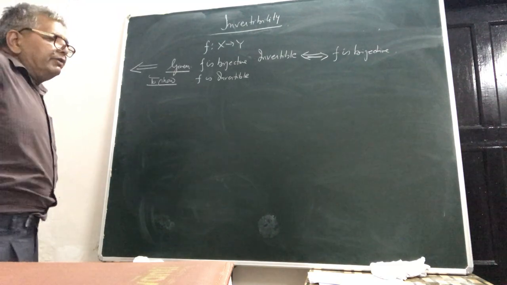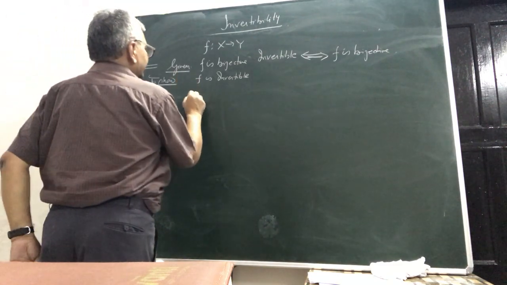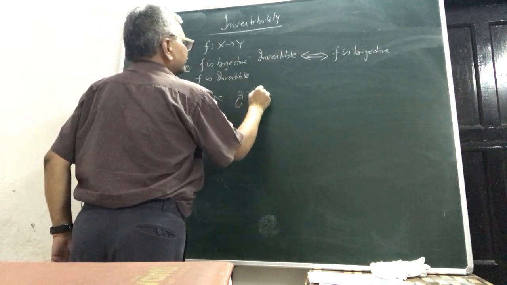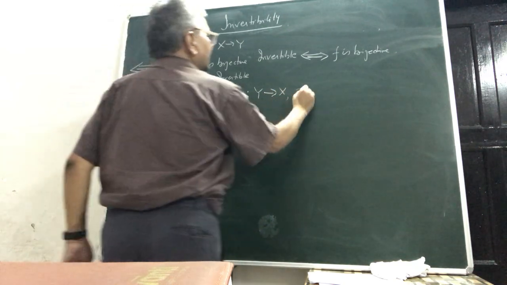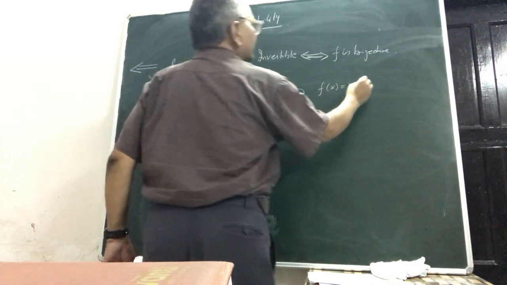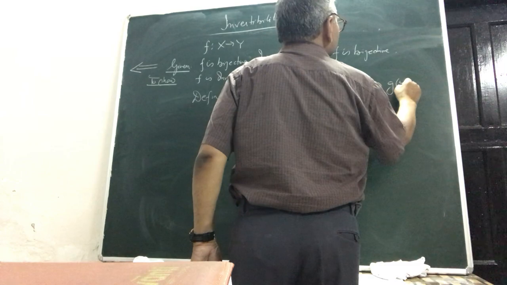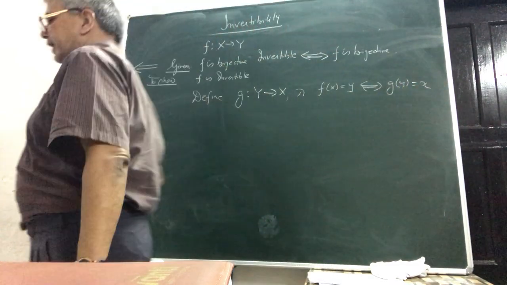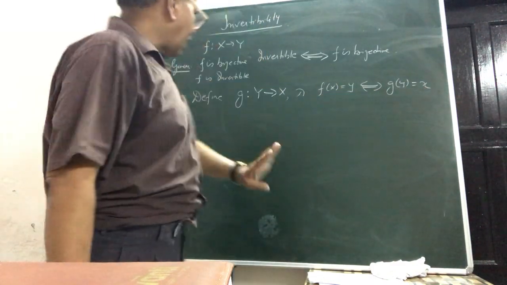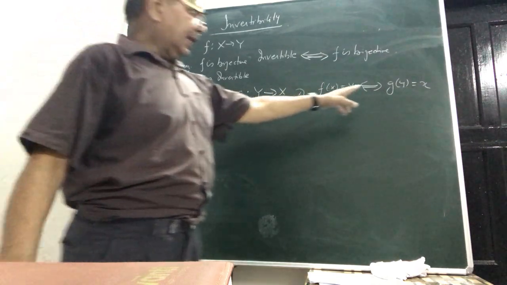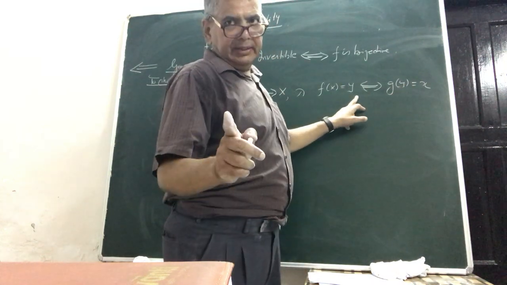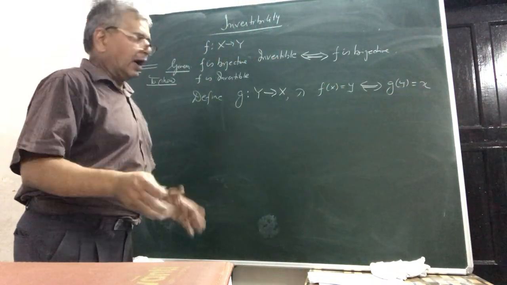So now see, we will define g, a function from Y to X, such that f(x) is equal to y if and only if g(y) is equal to x. Okay, this is how we are defining this. g(y) is equal to x provided f(x) is equal to y. So we have defined a g function, and g function obviously is from Y to X. So g(y) is equal to x provided f(x) is equal to y.